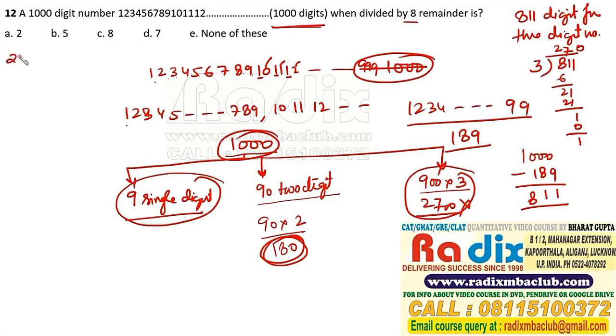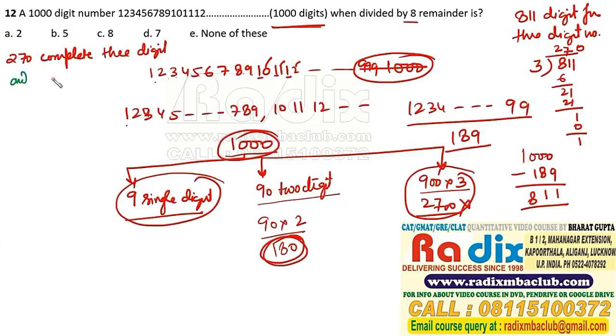So we can say there are 270 complete 3-digit numbers, and one digit from the next number. It means first of all we will calculate the 270th 3-digit number. We will use the same formula, Tn is equal to a plus n minus 1 into d. Tn we have to calculate.